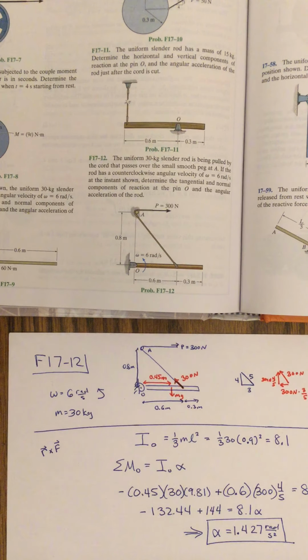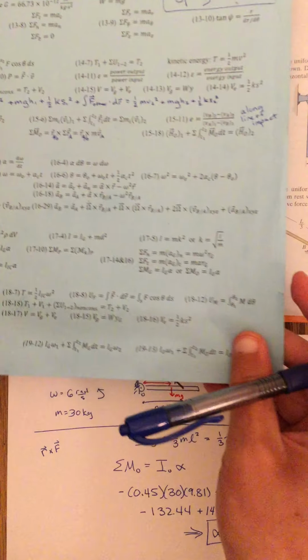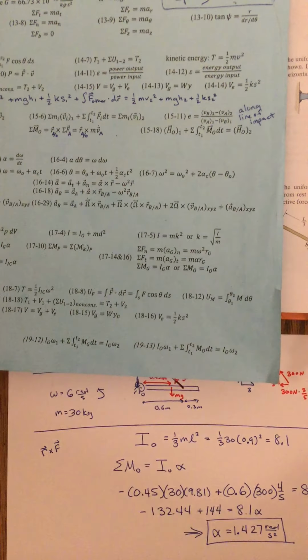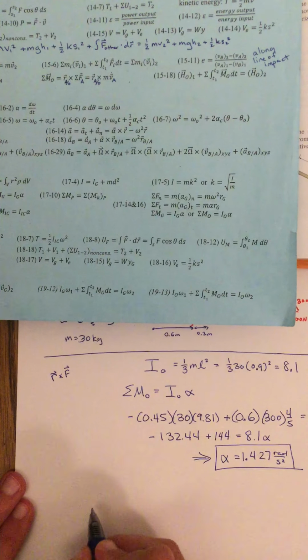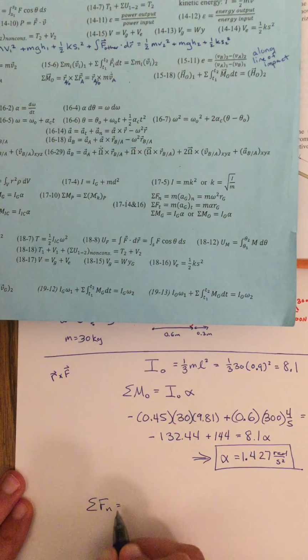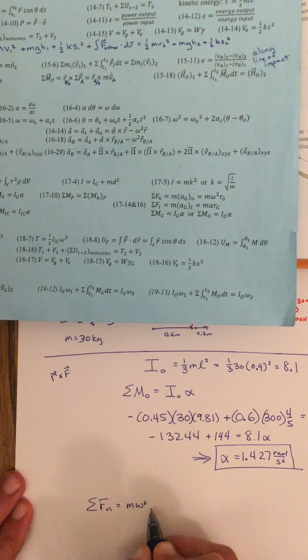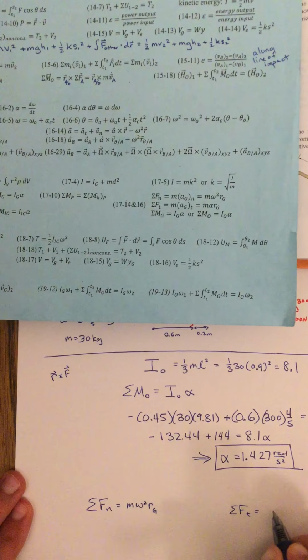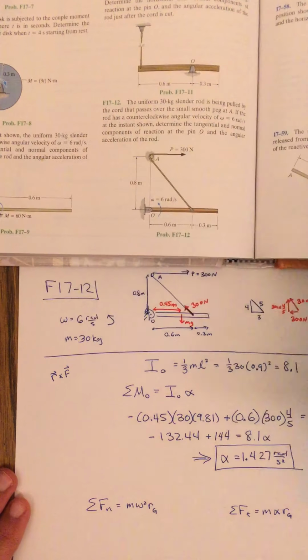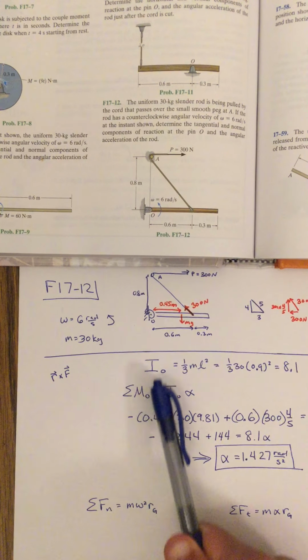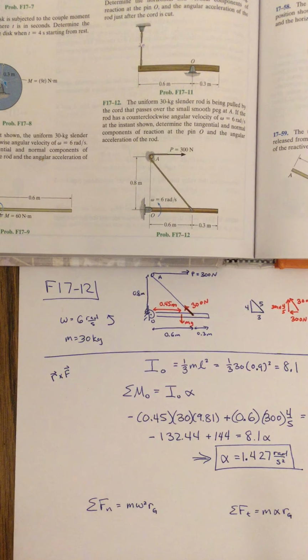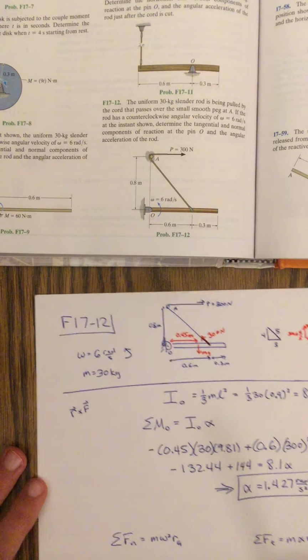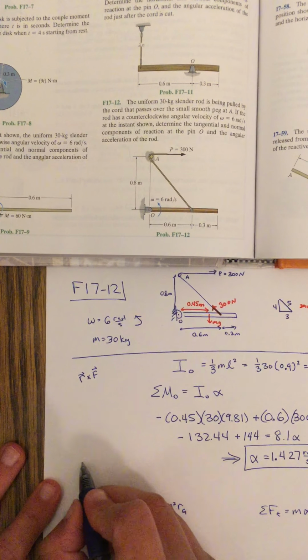Okay, so now I can apply Newton's second law in the normal direction and in the tangential direction. Let me copy those equations down first. So the sum of the forces in the normal direction is equal to the mass times the angular velocity squared times r sub g. The sum of the forces in the tangential direction is equal to the mass times the angular acceleration times r sub g. So when I summed up the moments about point O, I did not have to include the forces which are acting at point O, but now I am going to have to do that when I sum up the forces.